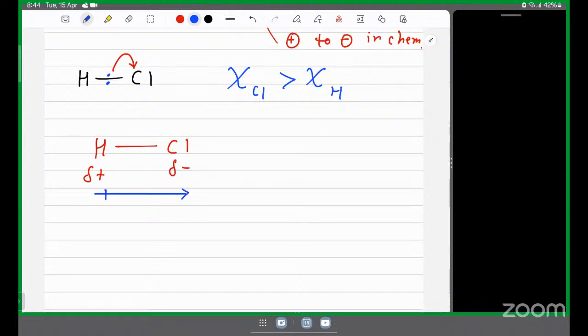Such types of bonds in which two atoms with different electronegativity are present will be polarized due to electron shifting, due to partial positive and negative charge. These types of bonds are known as polar covalent bonds. So the bonding between H and Cl is a polar covalent bond. A molecule in which we have a polar covalent bond can be known as a polar molecule.